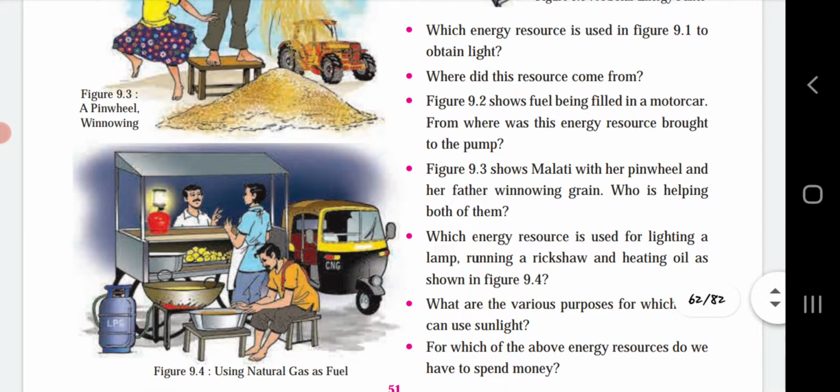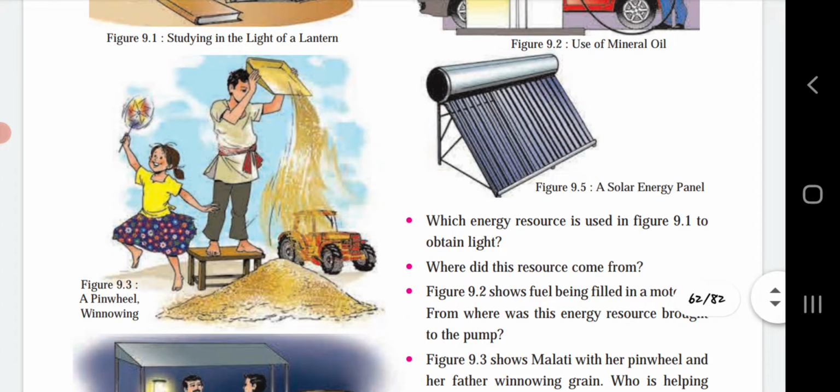Figure 9.3 shows Malti with her pinwheel and her father winnowing grain. Who is helping both of them? So if you will see this picture, you can come to know that wind is helping both of them.